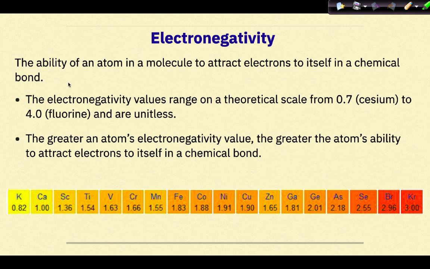Electronegativity. Electronegativity is the ability of an atom in a molecule to attract electrons to itself in a chemical bond. The electronegativity values range on a theoretical scale from 0.7 for cesium to 4.0 for fluorine and are unitless. The greater an atom's electronegativity value, the greater the atom's ability to attract electrons to itself in a chemical bond.